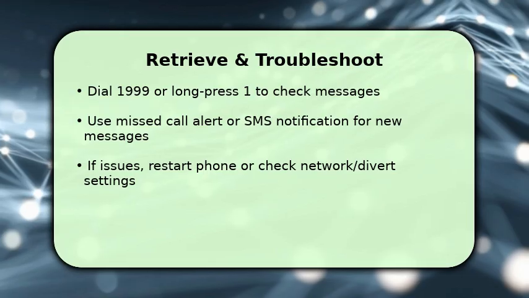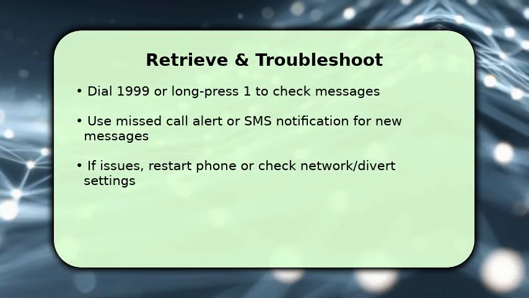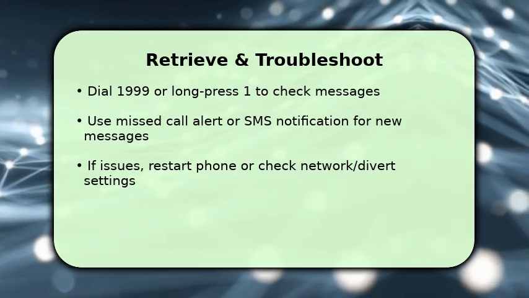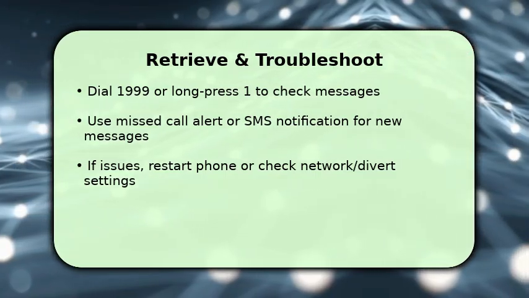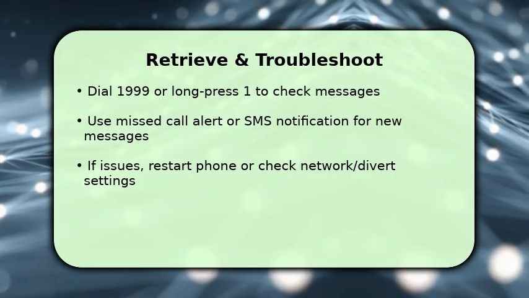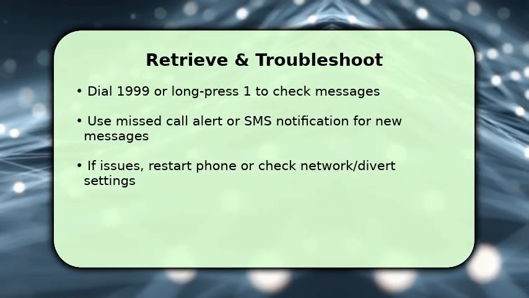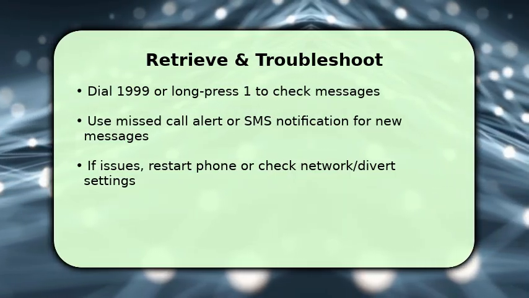If messages don't arrive, first restart your phone and confirm call divert settings still point to the Geo voicemail number. Network changes can reset these. If problems persist, check balance or contact Geo support. But most issues clear after toggling network.